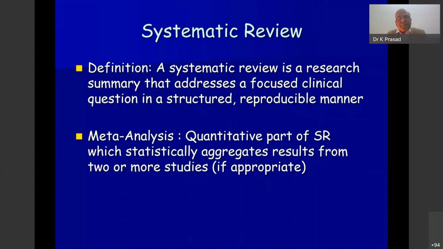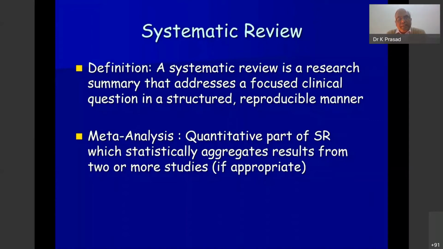Now, there can be a systematic review without meta-analysis, because after doing an extensive search and assessment of quality of the studies, you may find only one study which is really good, and you want to focus on that. Since there is only one study, you can't do meta-analysis because you need at least 2 or more studies.